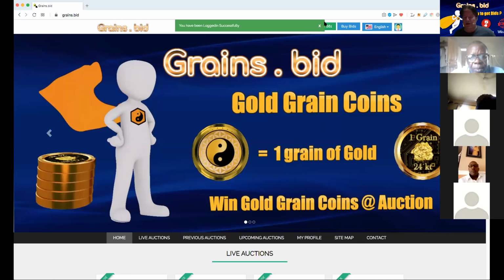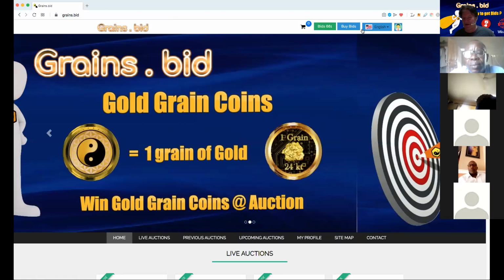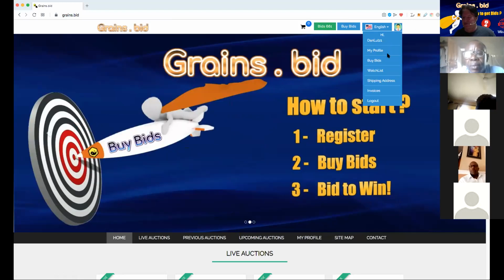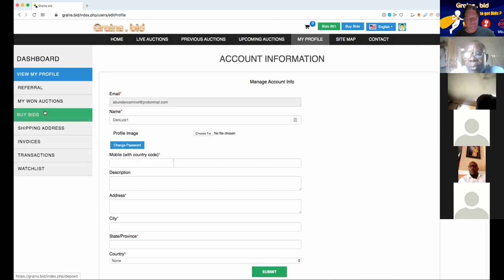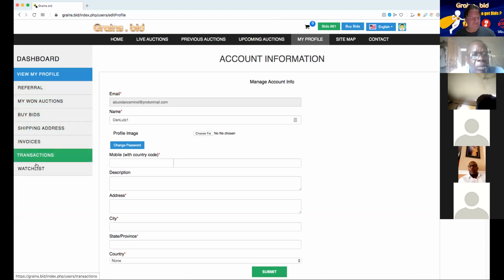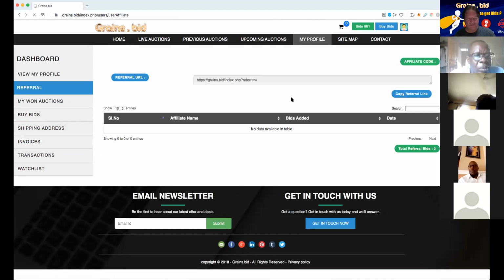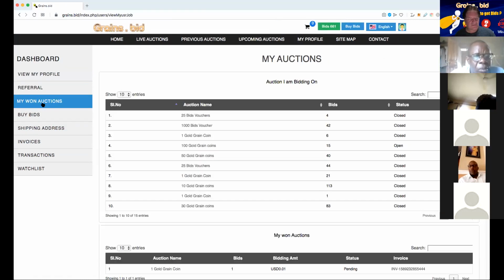So right now I'm logged into my account here. At the top of the screen you can see I have 661 bids in my account. This is my profile. I go over to my profile, and on the left I have my different sections. So this is my username and whatever, and then referral link. Then my won auctions. So we go through these and see which ones I have won.